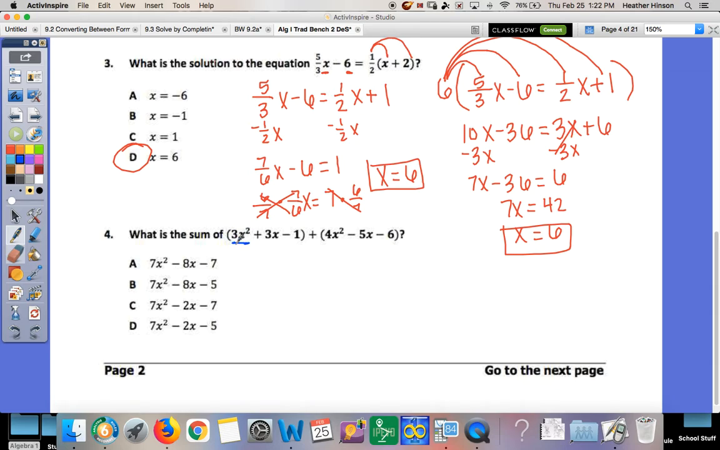So you got your x squareds. 3 plus 4 is 7x squared. Then you got your x's. 3 minus 5, because it's plus and negative, which is minus, is -2x. Then your numbers. -1 plus a -6, so -1 minus 6, is -7. So that'll give us C.